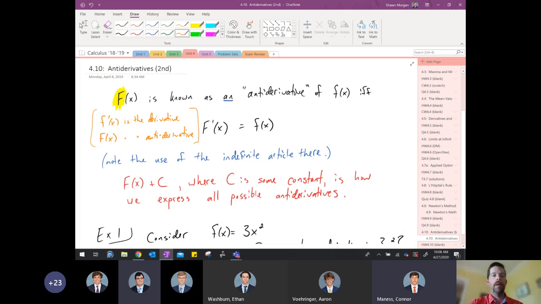Now, one other thing that I note here is I use the indefinite article, right? What do I mean by indefinite article? Some of you grammarians in the house.